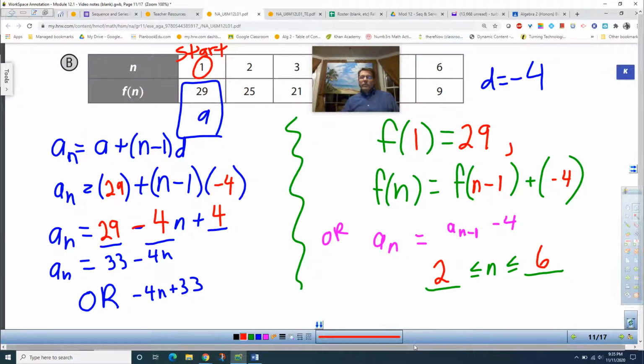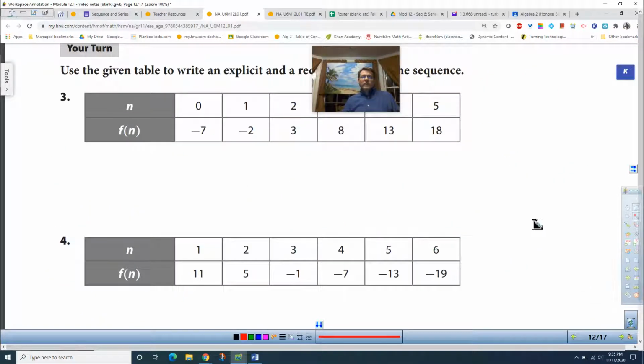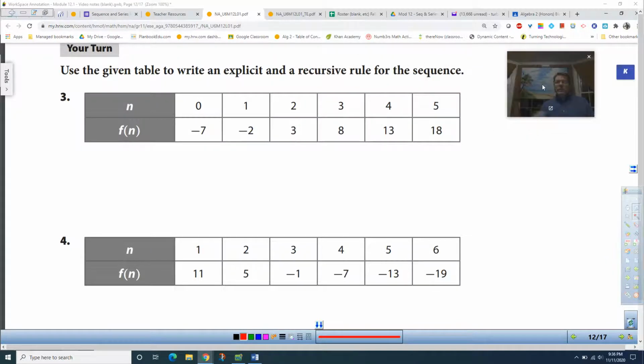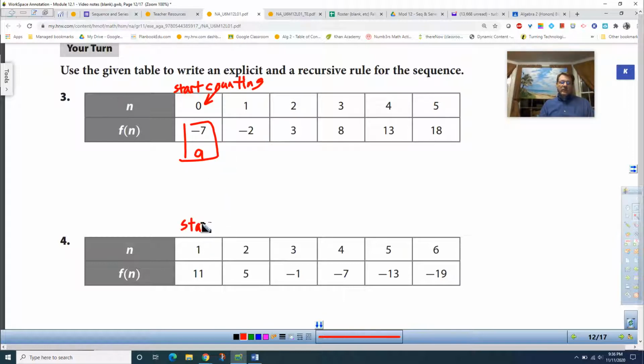All right, there's a couple more examples. I got 2 more here that I'm going to use to refresh our memory about how to do that. Now, again, what do you need? Regardless of explicit or recursive, you got to know where you start and what the pattern is. Just 2 more real quickly here. Start counting right there at 0, and A is negative 7. We're going to start counting right here at 1, and our A is going to be 11.